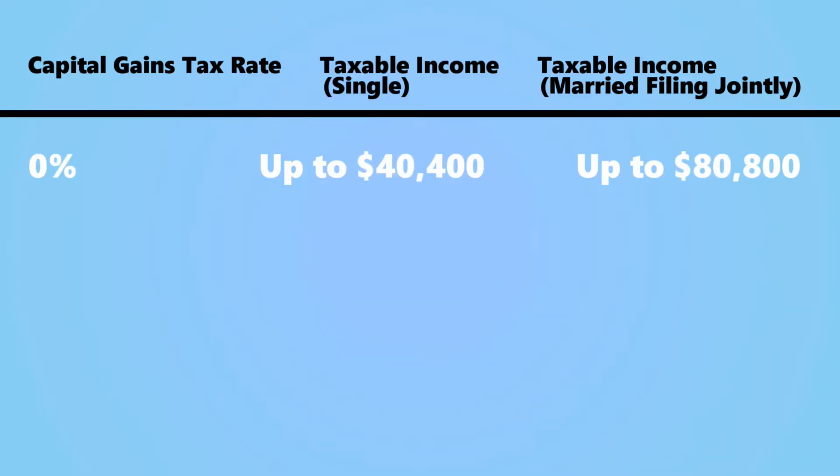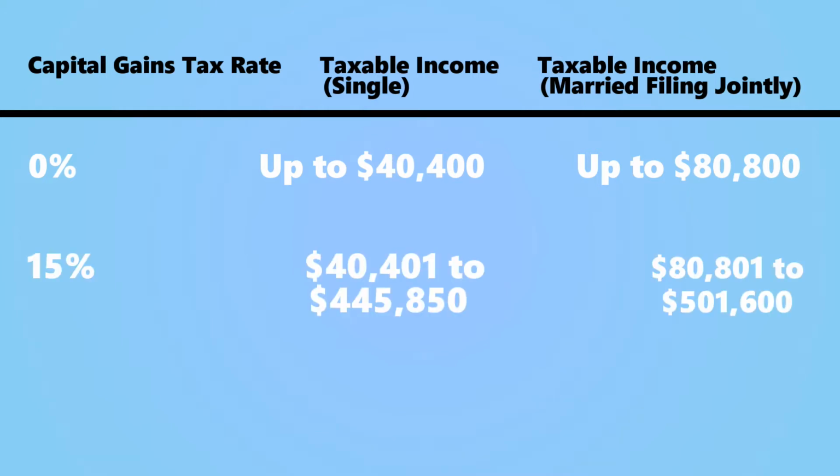In 2021, for single taxpayers, if your income is under $40,400, or if you're married filing jointly under $80,800, then for people in that tax bracket, the capital gains tax is 0%. Sounds good. If your income for single is between $40,401 and $445,850, and married filing jointly between $80,801 and $501,600, then the capital gains tax would be 15%.